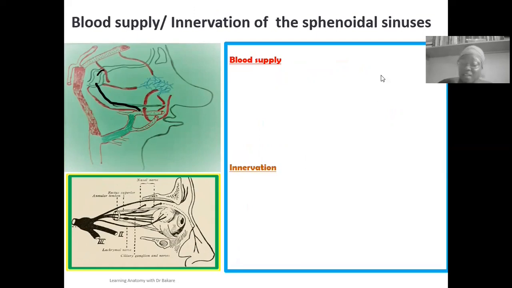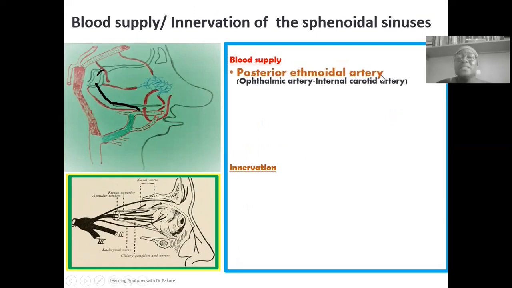For the blood supply of the sphenoidal sinus, it is supplied by the posterior ethmoidal artery. The posterior ethmoidal artery is a branch of the ophthalmic artery. This is where we have the common carotid dividing into the internal and the external carotid, here highlighted in green. The internal carotid will then further give off the ophthalmic. It is from this ophthalmic artery that you have the posterior ethmoidal artery. This is the posterior ethmoidal artery.